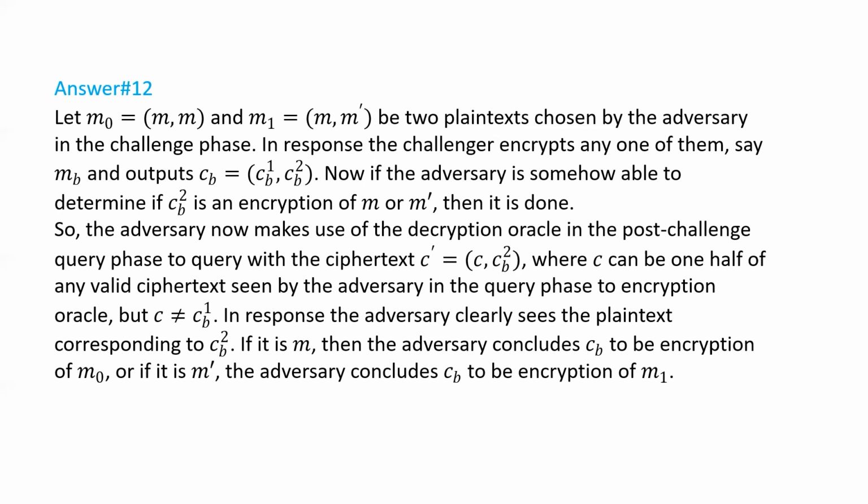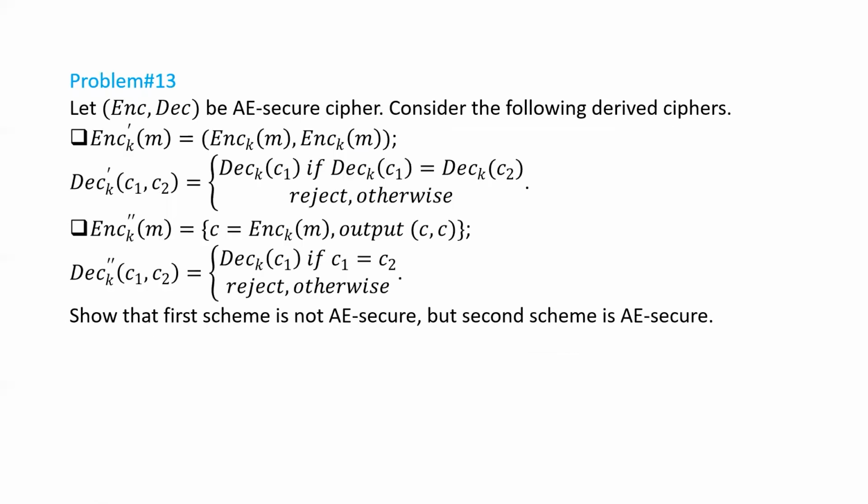Okay, proceeding to the next question. Let ENC, DEC be a secure cipher. Consider the following derived ciphers. You have been provided with two proposed encryption schemes. Your task is to show that the first scheme is not an authenticated encryption scheme, but the second scheme is an authenticated encryption scheme. So let's follow them one after another.